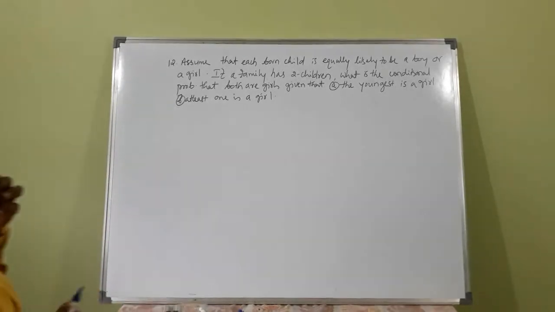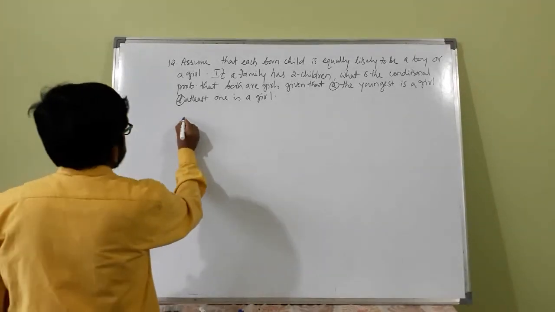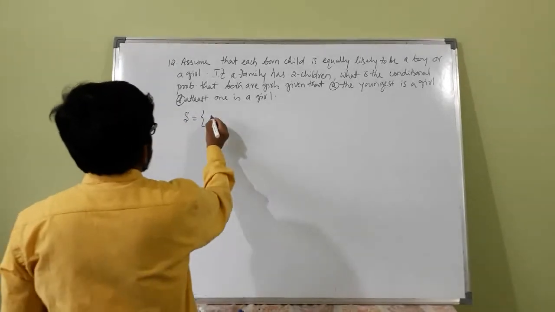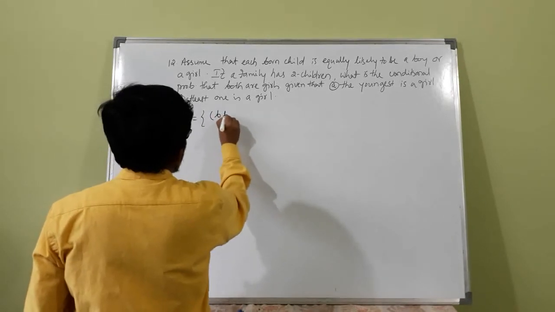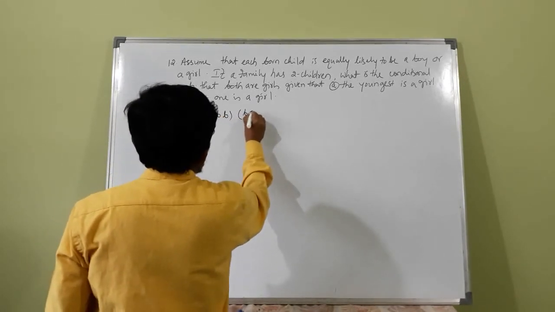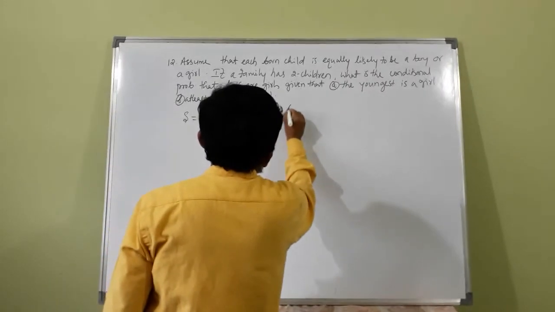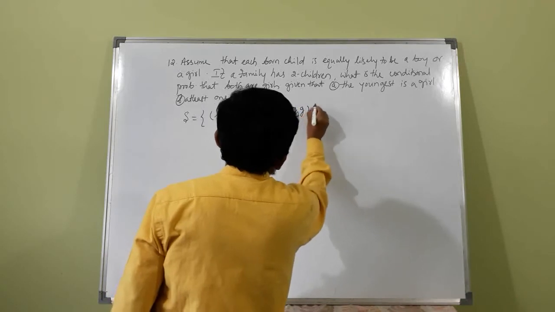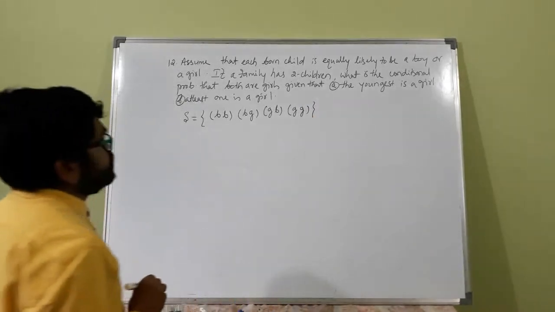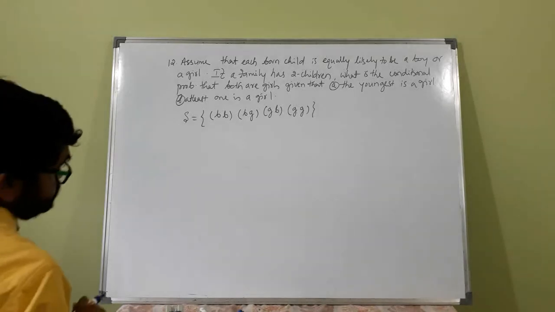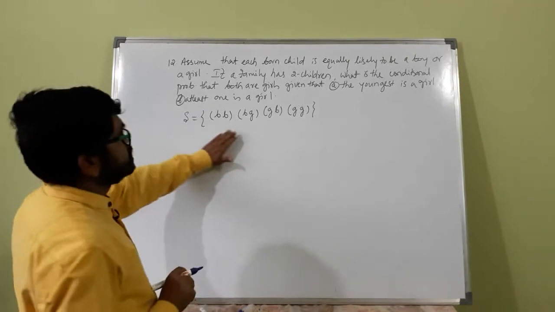So what is the sample space here? This is the same as the two-coin tossing experiment. The outcomes may be both boys, first one boy and second one girl, first one girl and second one boy, or both girls. So these are the 4 possible outcomes. Each born child is equally likely, so each has probability half.